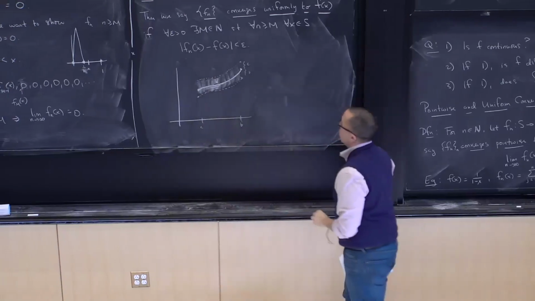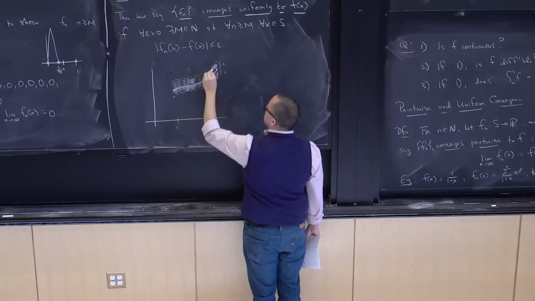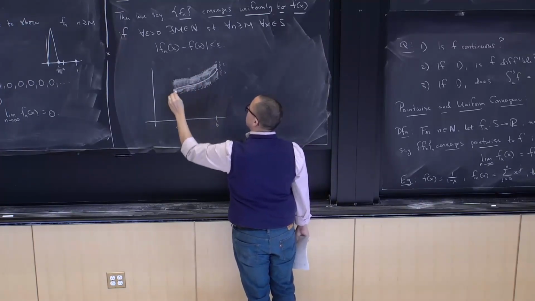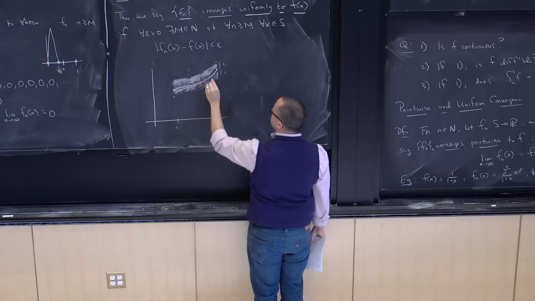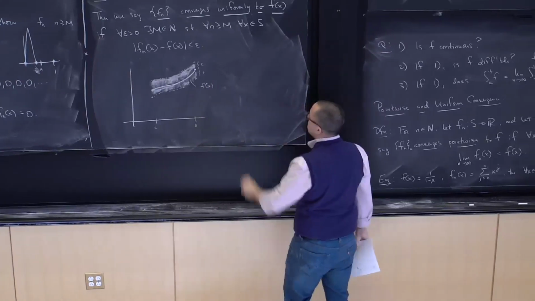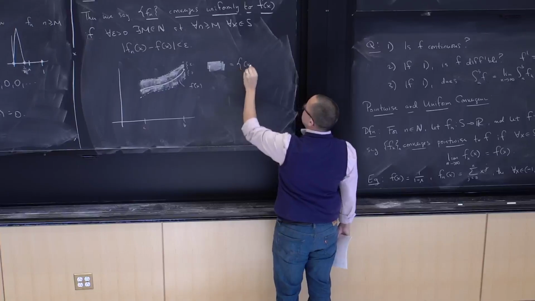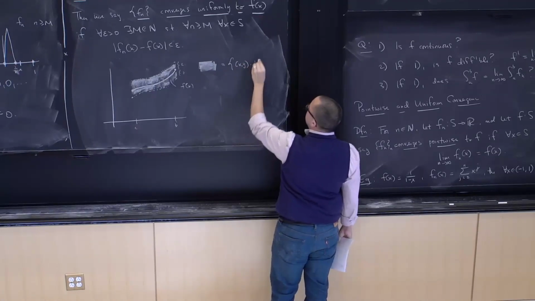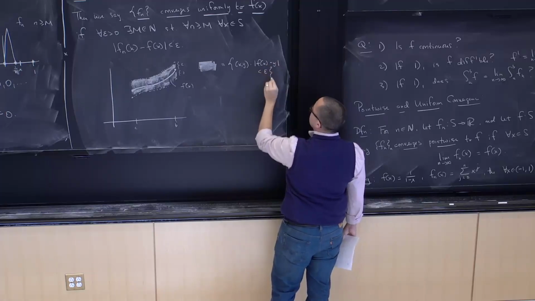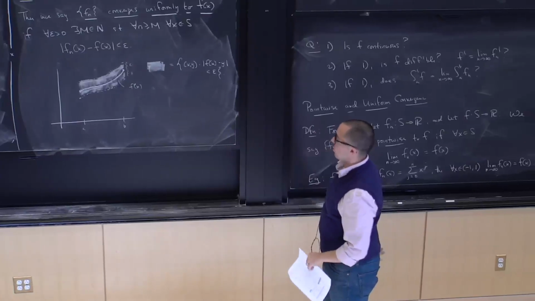Okay. So I get this little, if you like, shaded area around my function f. So this is f of x. That's the graph. And the shaded part, this is the set of all x and y, such that |f(x) - y| is less than epsilon. Okay, so I get a little tube snaking with f.